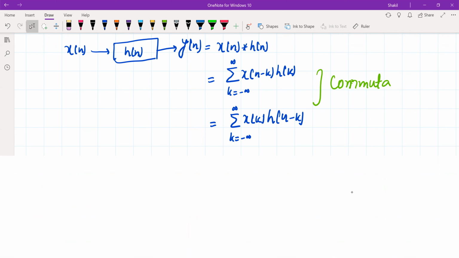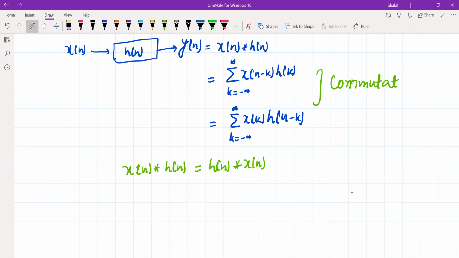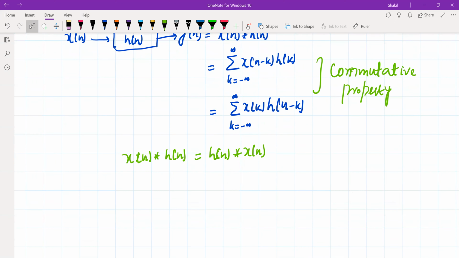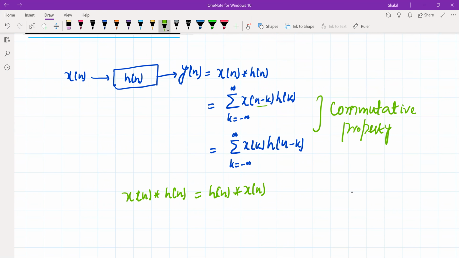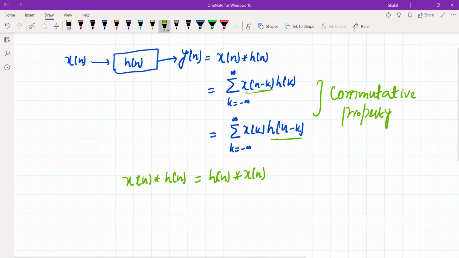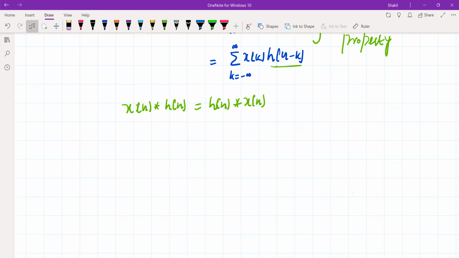So this is referred to as the commutative property. Whether you shift and invert x of n or h of n in the convolution, you can call this shift and invert of any sequence in this convolution sum.